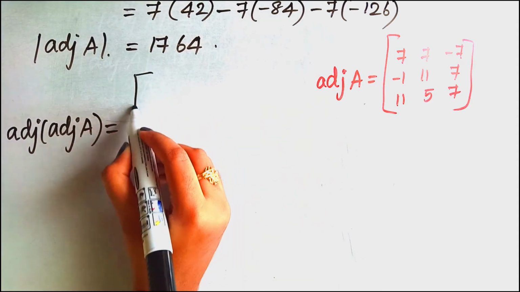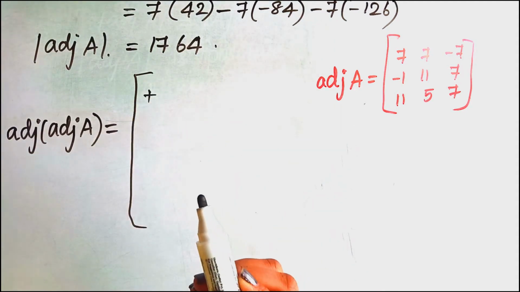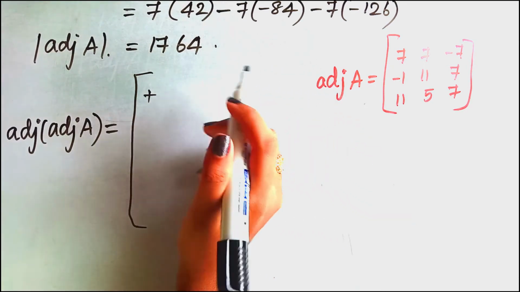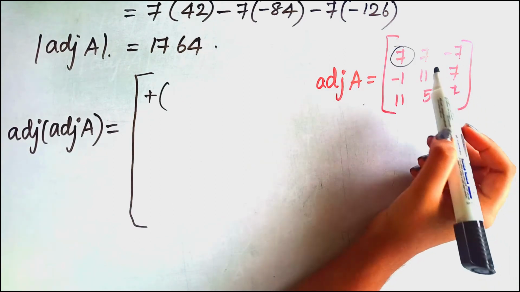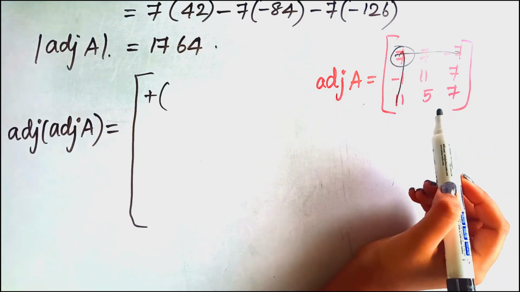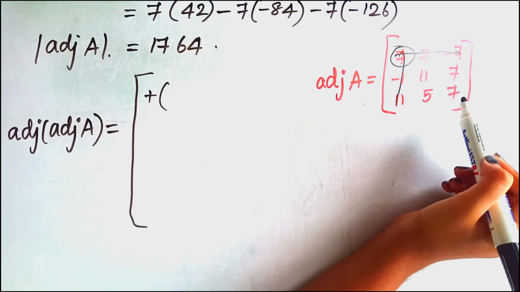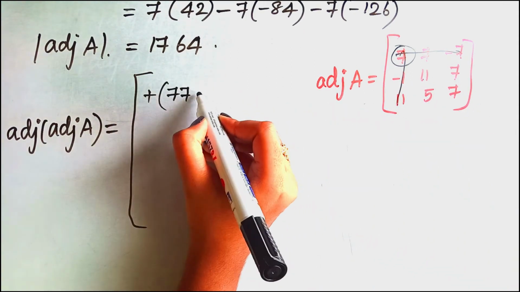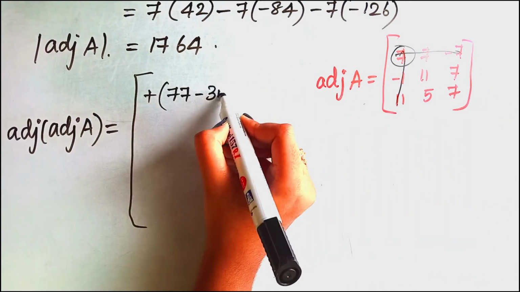For finding adjoint of A, the first thing you have to do is the pattern of signs, which is a plus sign and then a minus sign and then a plus sign, right? So first let's put a plus sign and then take the first value, which is 7, and you have to cancel both horizontal and vertical values of that 7, so that you'll get 11, 7, 5 and 7. And now you have to cross multiply that, so that 11 into 7 will be 77, and then you have to put a minus sign here, and then 7 into 5 will get 35.